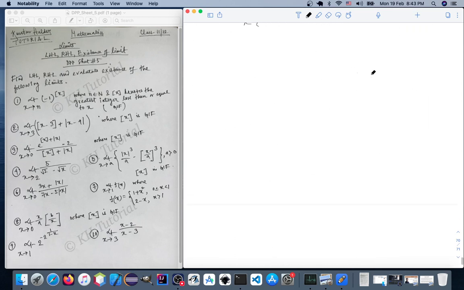Okay, let's do the next problem. 7. The given function is a piecewise definition: 1 plus x square when x lies between 0 and 1, and it is 2 minus x when x is greater than 1. We have to check the limit of f(x) at 1. So let's find out the LHL.